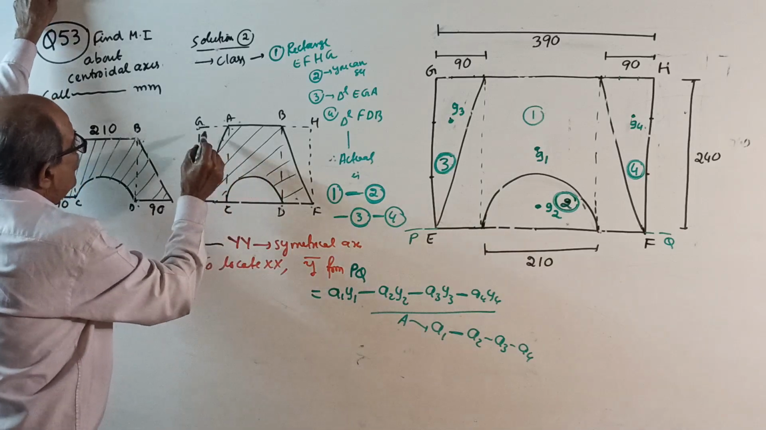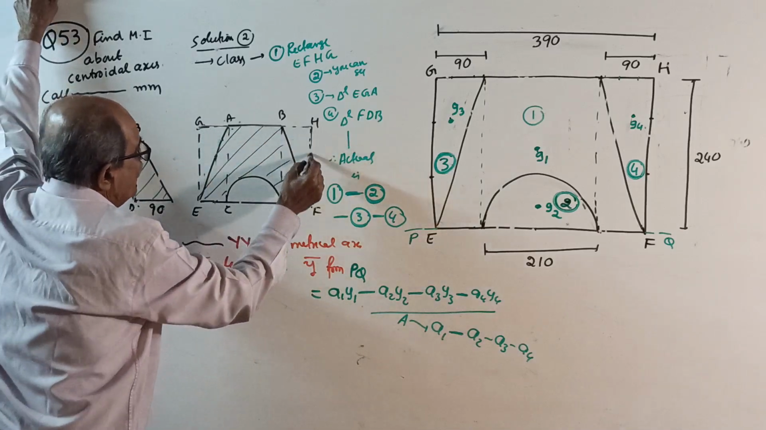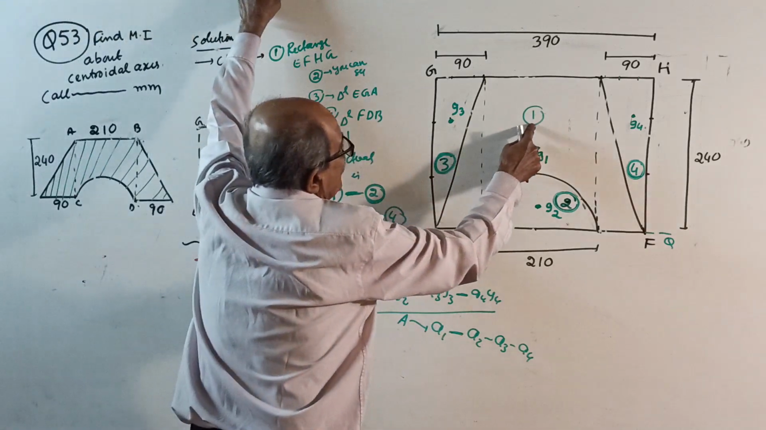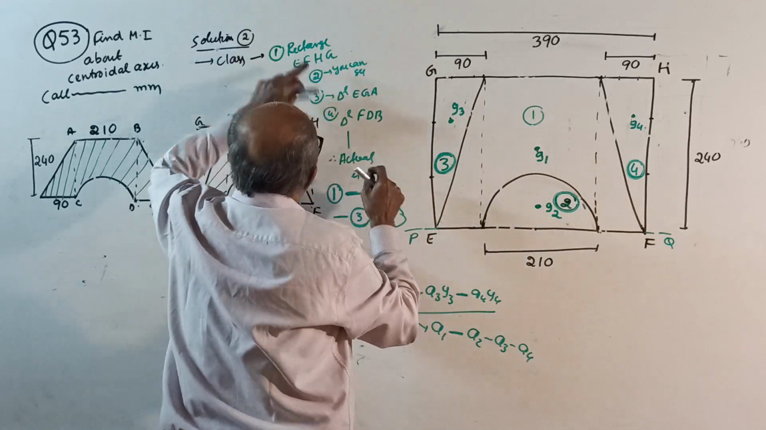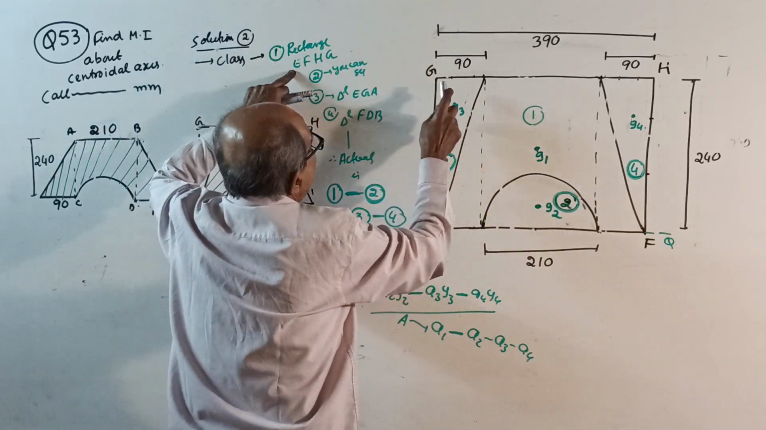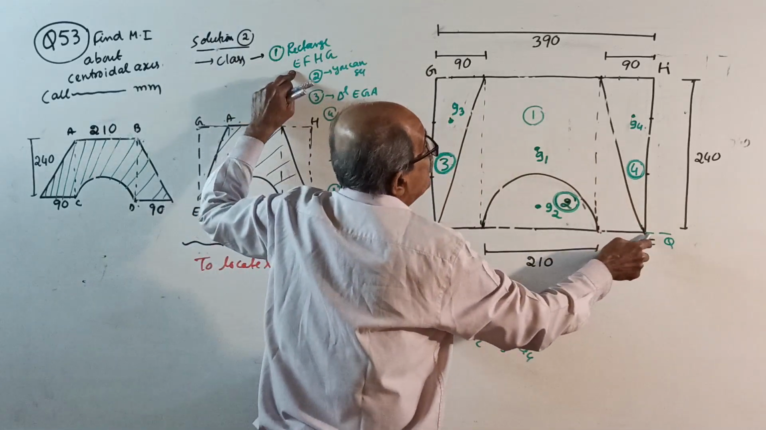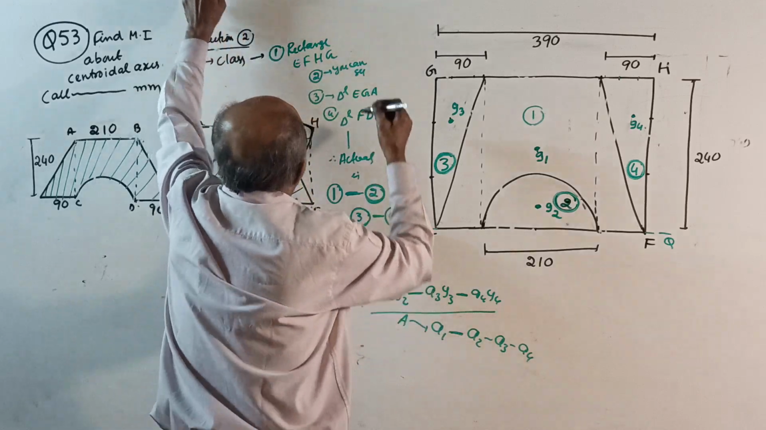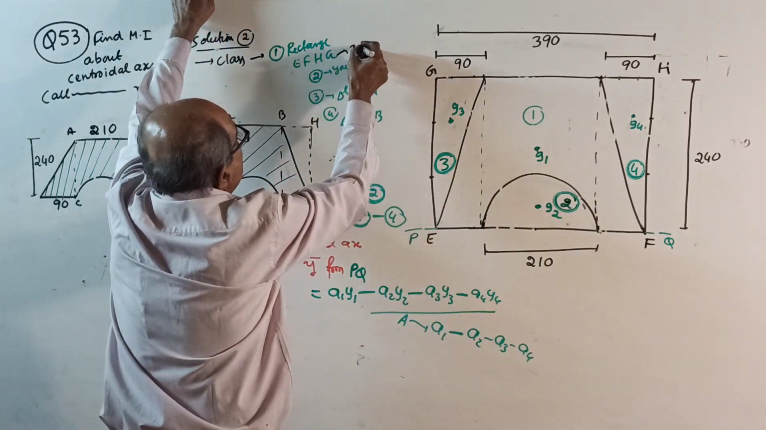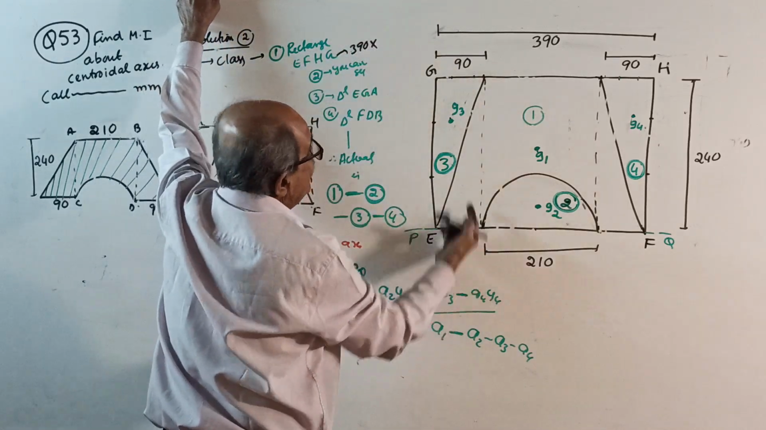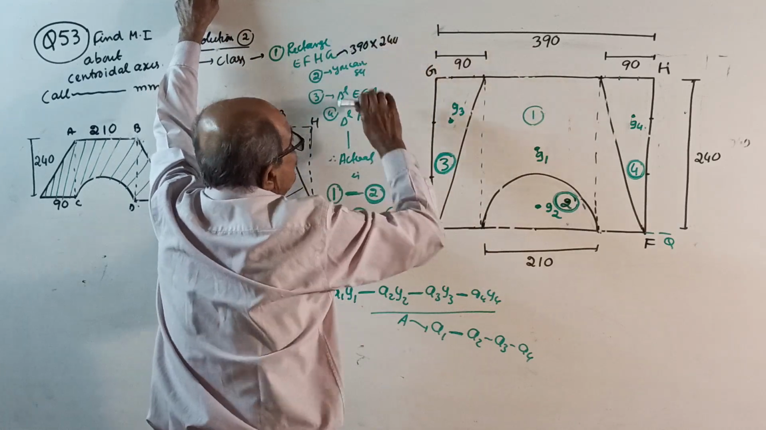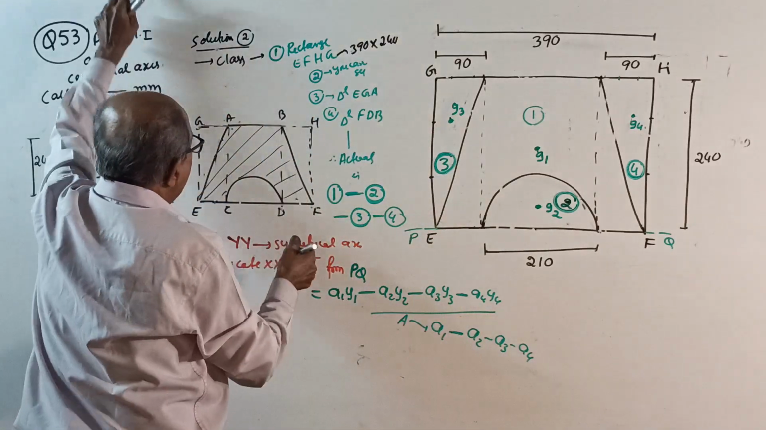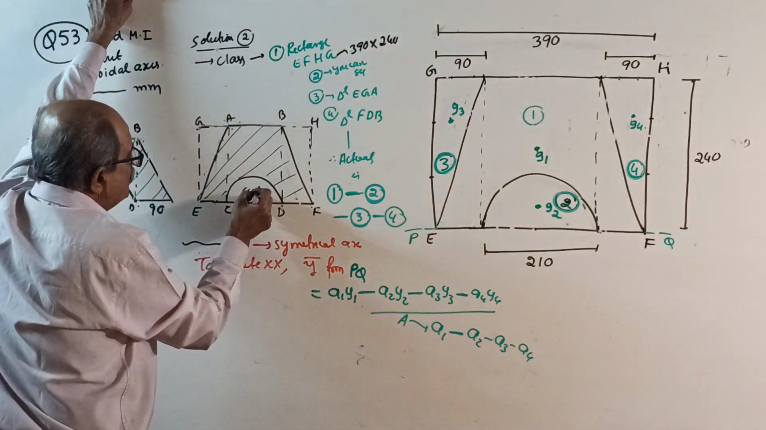What we will do is, this complete rectangle, we will take as 1. Notice, 1 is one rectangle. See, the full rectangle. Which one? Rectangle E, F, G, H. That is a rectangle of 390 base by 240. That is the complete rectangle. See, once you take the full rectangle, then this is cut out.